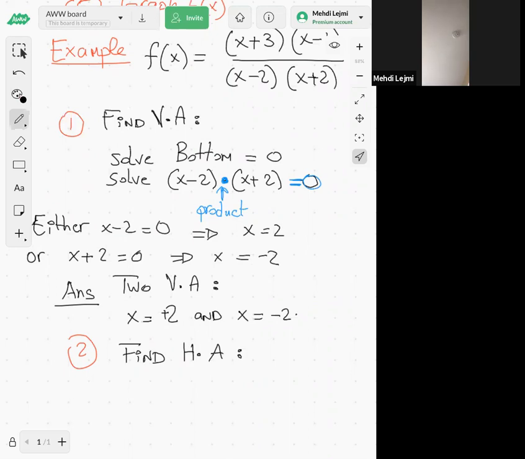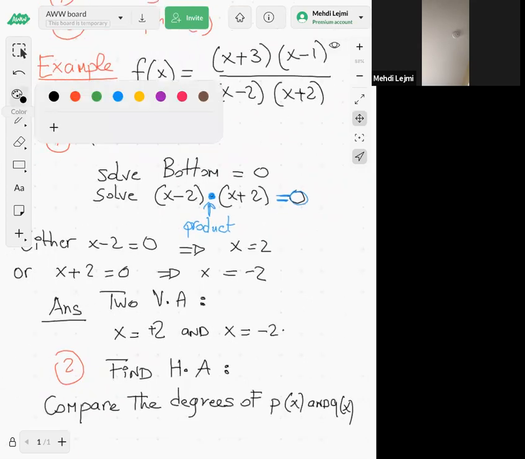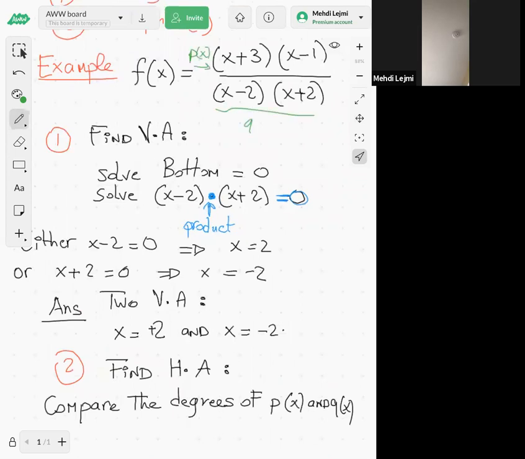Okay, and so how do you find this horizontal asymptote? So we have to compare the degrees of P of x and Q of x. So what's P of x? P of x, that's the top. So here's my P of x, that's the top, and the bottom here, that's my Q of x, right?